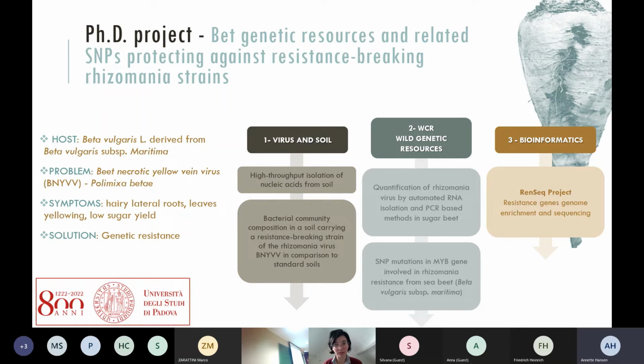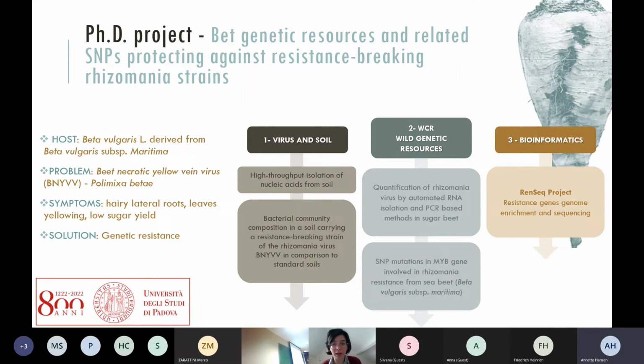I worked on 3 different aspects, on the virus and the soil. So I developed a method for extracting nucleic acids from soil, and using this method I extracted nucleic acids from different soils infected with the beet necrotic yellow vein virus to see if there was any kind of positive or negative effect of this bacterial community on the virus or on the plant. The biggest part of my PhD work was about wild genetic resources.